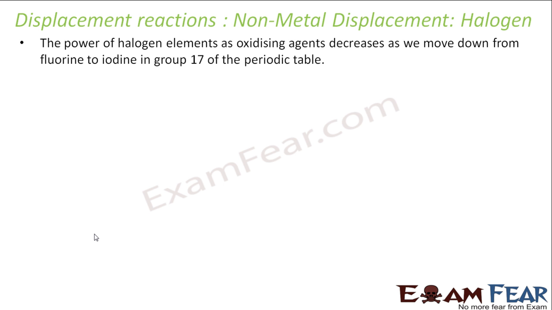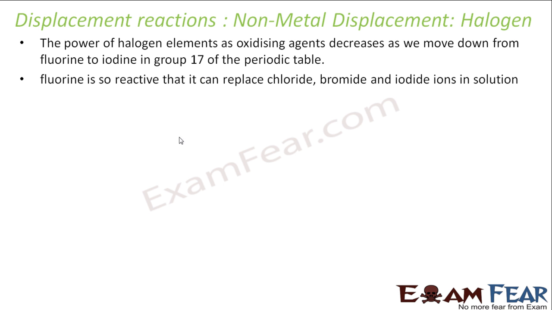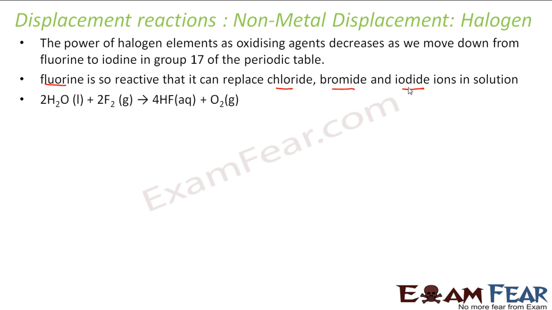In case of halogens, it is a non-metal and it also has oxidizing power. It's a good oxidizing agent. If you see, fluorine is very reactive and it can replace chloride, bromide and iodide ions in the solution. For example, if I have fluorine and I put it in water, you get HF.